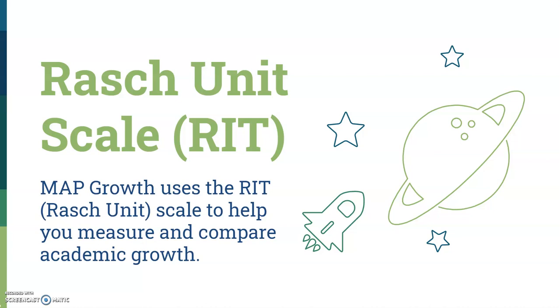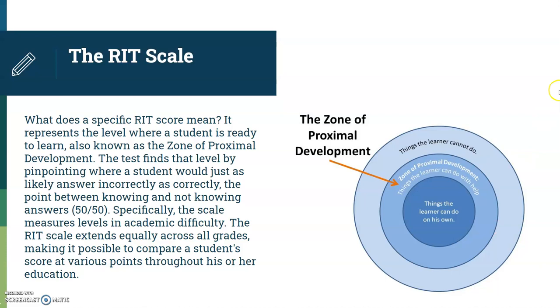So if you're used to looking at MAP scores, a lot of times you're going to hear another acronym called RIT. And RIT stands for the Rasch Unit Scale. And this is the scale that is used with MAP that helps us measure and compare growth. So it's pretty much like, how do we get those numbers? The numbers are on a RIT scale.